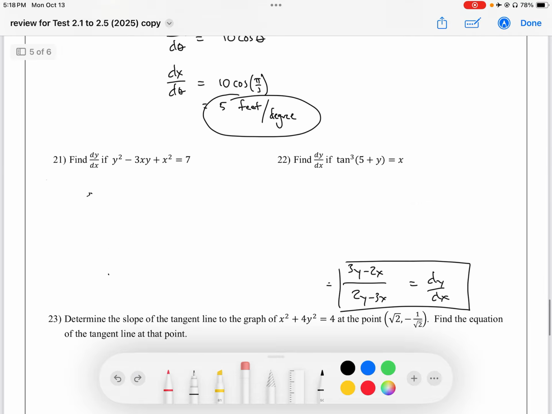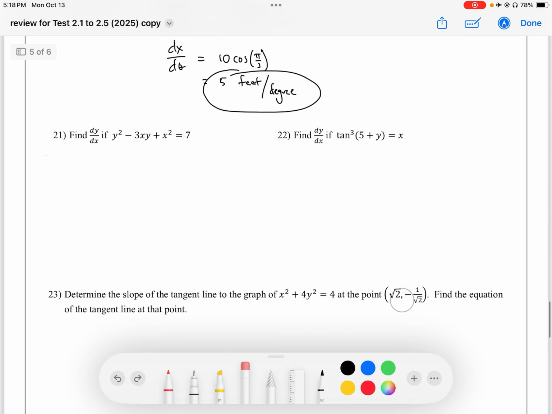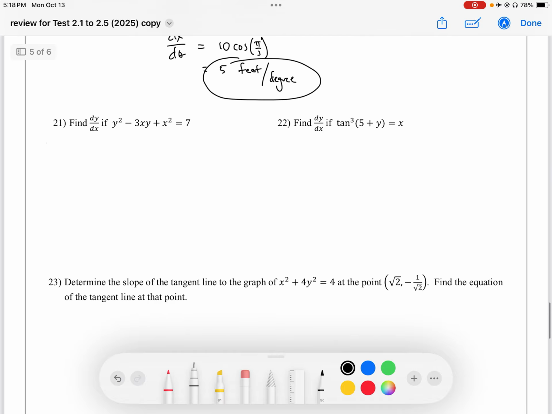So this one right here, again, no easy way to solve for y. So I'm going to just take the derivative implicitly. So d/dx, the derivative with respect to x of tangent of (5 plus y) all cubed has to equal the derivative with respect to x of x. For the derivative of tangent of (5 plus y) cubed, we're going to have to use the chain rule twice because the outer function is cubed. The next layer is tangent, and then you have 5 plus y.